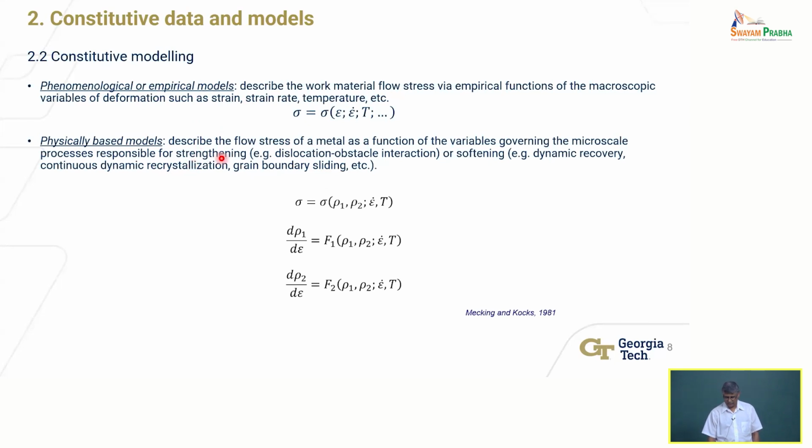What they describe is the strength of a material, or flow stress. Why do I say flow stress? Flow stress is terminology, for those of you who are at least second year undergraduate students here: if you think of a tension test, the material past its yield point will flow as it deforms plastically, and hence the flow stress. But flow stress is nothing but the yield strength at a given strain, strain rate, and temperature. That's all it is. So this physically based model describes sigma, the flow stress of the metal, as a function of the variables governing the microscale processes responsible for strengthening of the material.